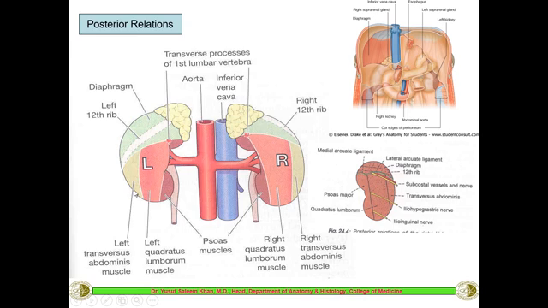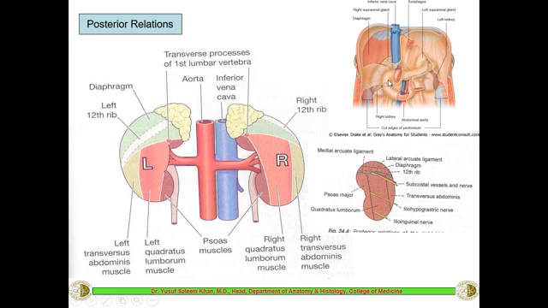Similarly here also on the left side it is the same: psoas major, then quadratus lumborum, as well as the transverse abdominis. Here you can see this is the psoas major, then we have the quadratus lumborum, and the most lateral will be the transverse abdominis. So these are the three muscles which are in relation to the posterior wall. And the upper pole, as you already see, will be occupied by the suprarenal gland. So these are some of the relations posteriorly.